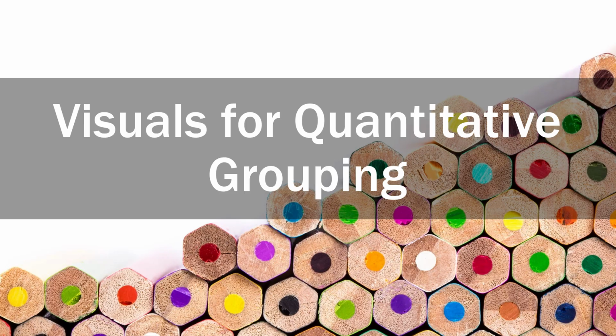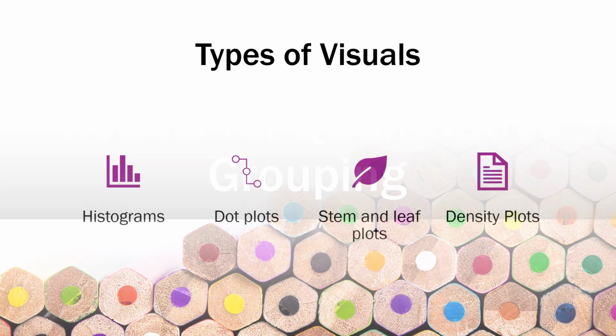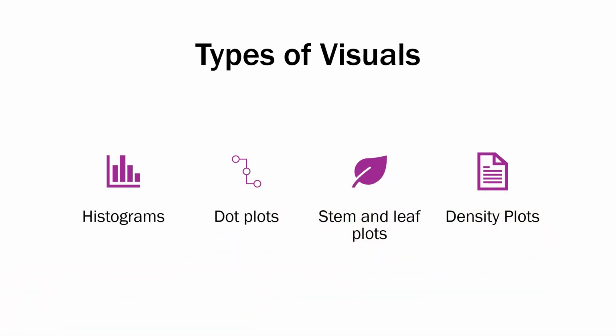Okay, gang, we're going to move into looking at visuals for quantitative grouping. Pretty much all of these visuals you will only do on a computer. The one that you will have to know how to do by hand is the stem and leaf plot. Dot plots are pretty easy to do by hand as well. The main types of visuals that we're going to talk about will be histograms, dot plots, stem and leaf plots, and we'll talk a little bit about density plots as well. And I promise I won't go on a rant about all of the ones that I dislike.